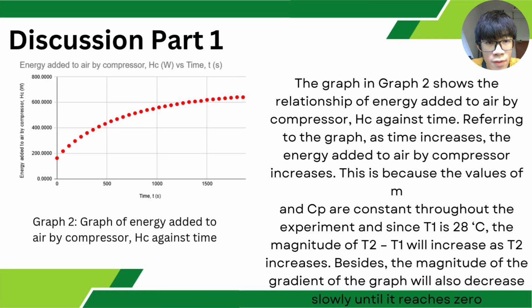Next is graph 2. Graph 2 shows the relationship of energy added to air by compressor Hc against time. By referring to the graph, as time increases, the energy added to air by compressor also increases. This is because the values of m and Cp are constant throughout the experiment, and since T1 is 28 Celsius, it is also a constant, so the magnitude of T2 minus T1 increases as T2 increases. Besides, the magnitude of the gradient of the graph will also decrease slowly until it reaches 0.